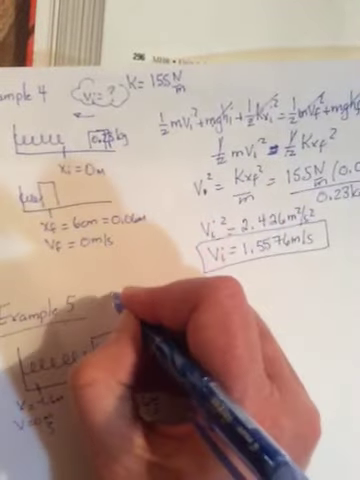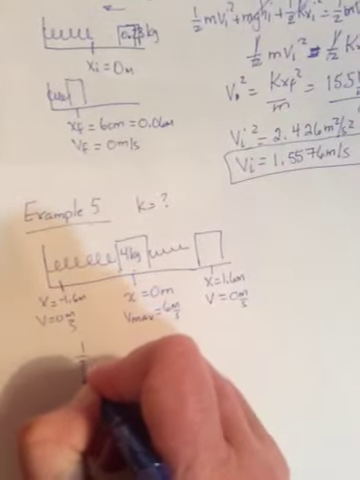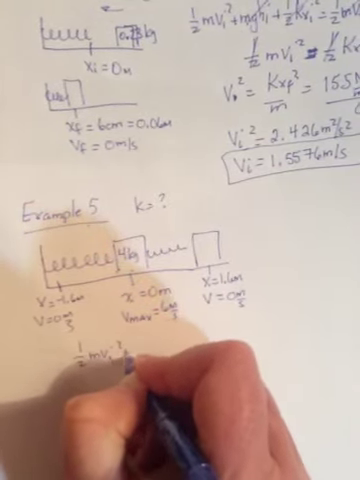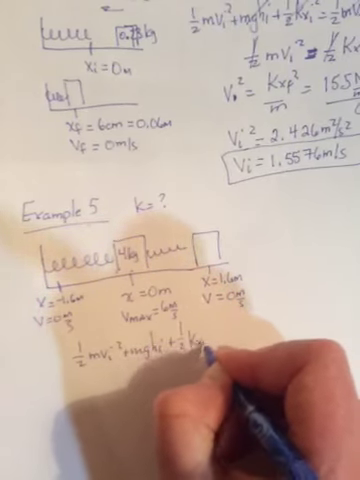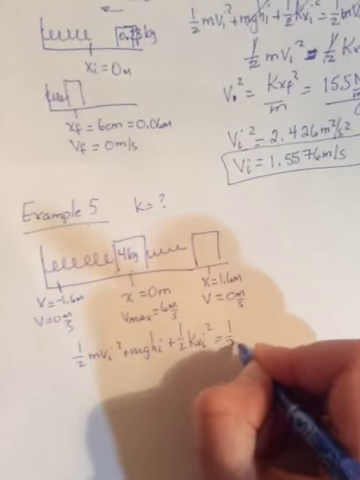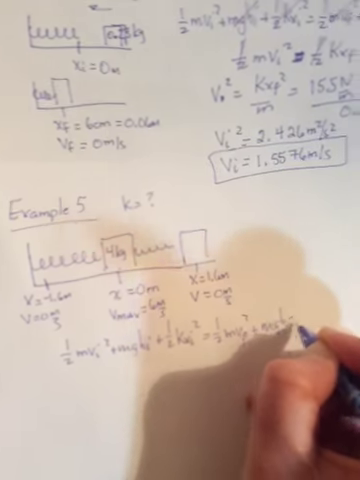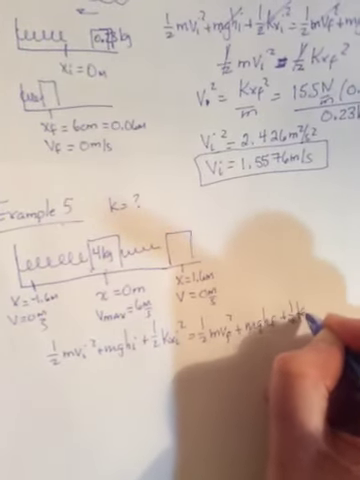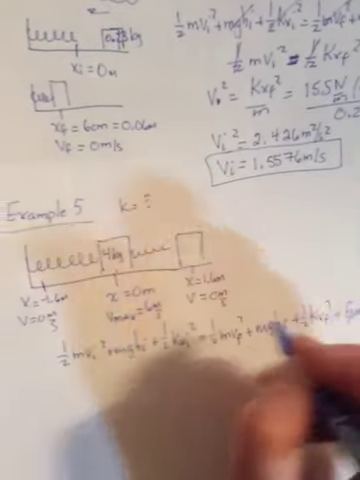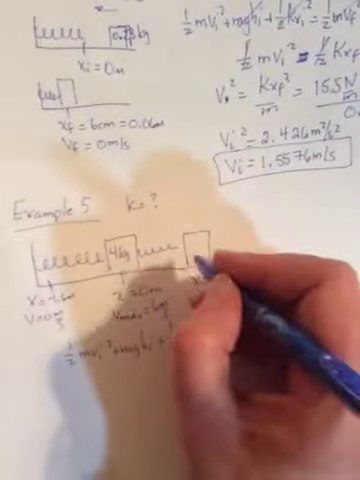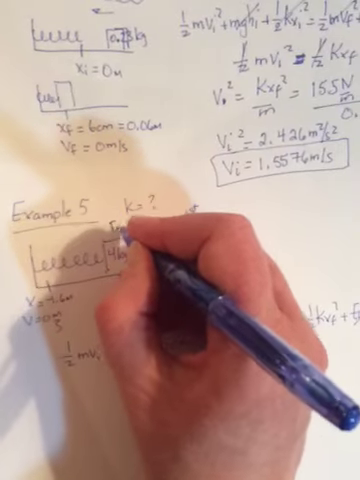So the question wants to know what's k. And so we're going to use our energy equation. 1/2 m v initial squared, plus m g h initial, plus 1/2 k x initial squared equals 1/2 m v final squared, plus m g h final, plus 1/2 k x final squared, plus E lost. So it said frictionless, so there's no E lost. So it doesn't really matter which one you call the initial. I'd probably call this my initial and this my final.